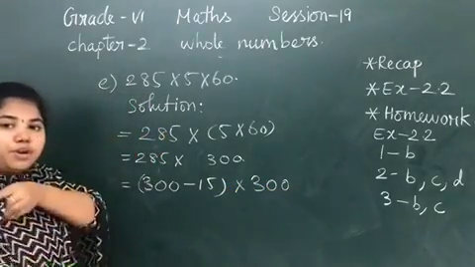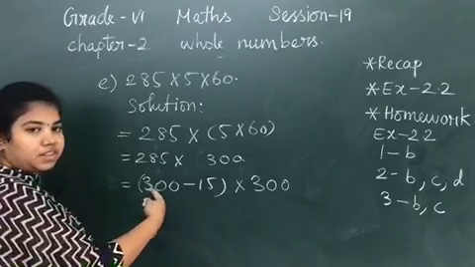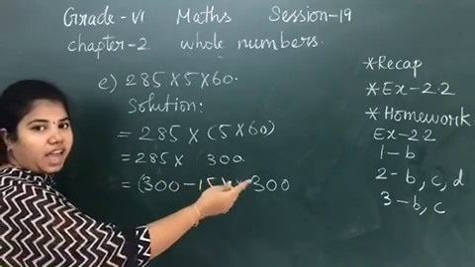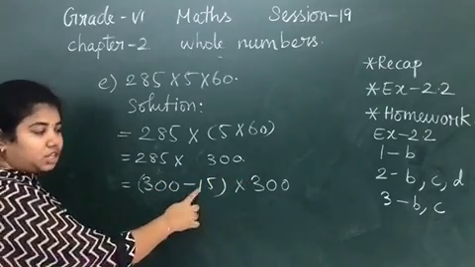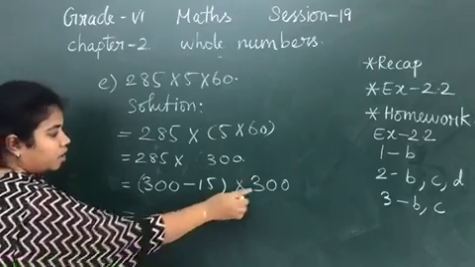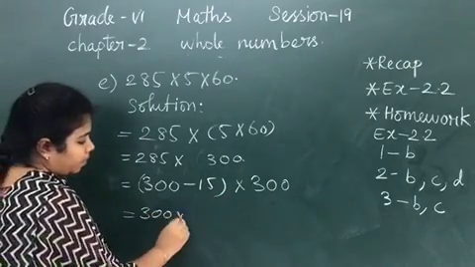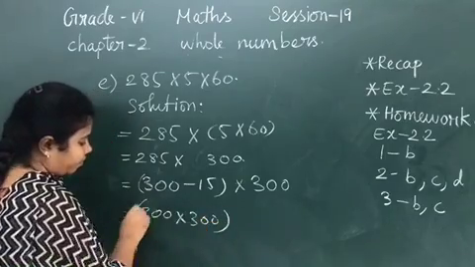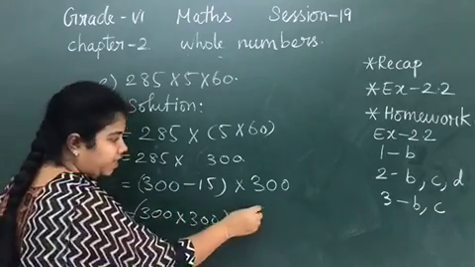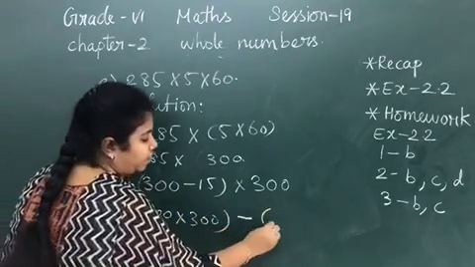Now what is our distributive property? A into B plus C is equal to A into B plus A into C. But it is subtraction here. In the easy way, what can you do? 300 into 300, what is the symbol given here? Minus 300 into 15.